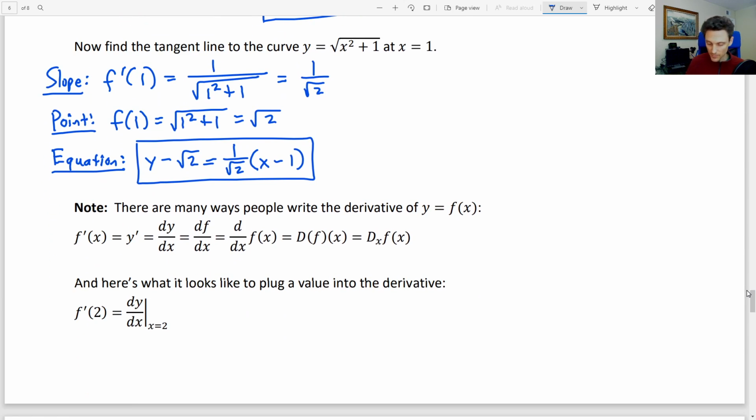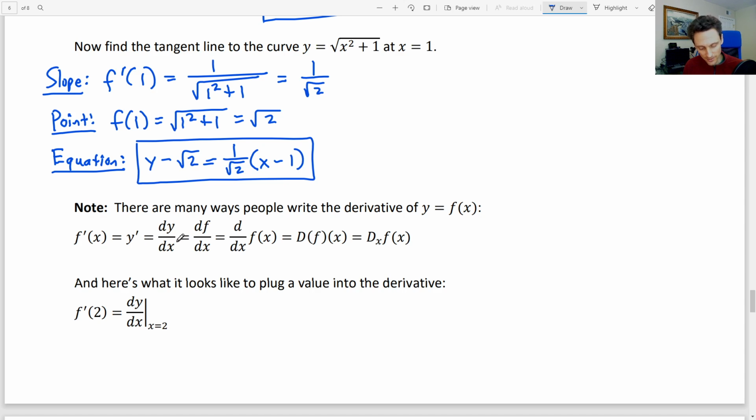A couple more things at the bottom of this page. One is that there are many ways to write the derivative. We've seen some of them, f prime of x. There's also y prime. So if you have y equals x cubed, then you can write y prime equals 3x squared. We did that derivative in one of our examples.